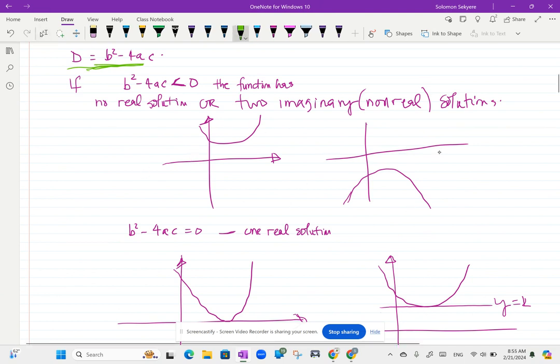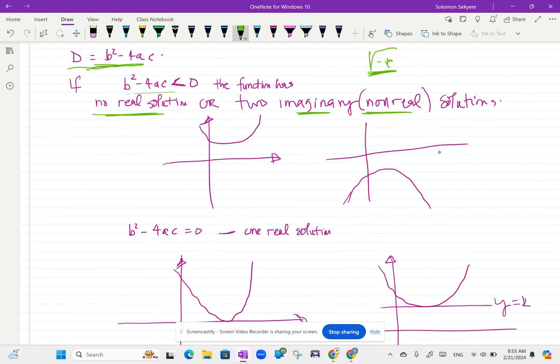So we can have a situation where the discriminant is less than zero. That means you have a square root of a negative number, and we know that gives us a non-real solution. So when the discriminant is less than zero, there's no real solution, or it has two non-real, imaginary solutions.